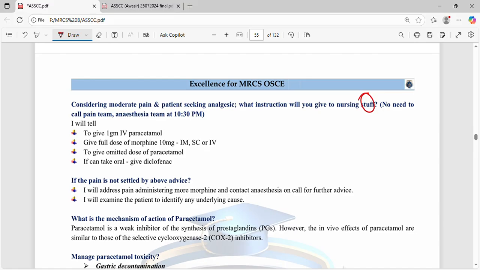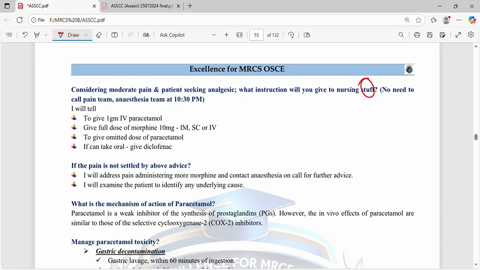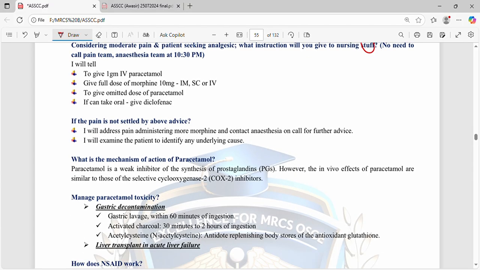I will tell the nurse that there is no need to inform the pain team and anesthesia team. You just give 1 gram IV paracetamol, give a full dose of morphine, 10 milligram IM, subcutaneous or IV. Give the omitted dose of paracetamol, and if they can take oral, give diclofenac as well. So you have mixed paracetamol, diclofenac, and a strong opioid analgesic as well, because it's moderate pain.